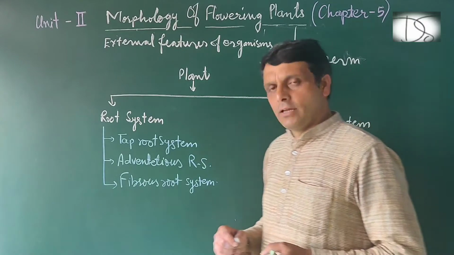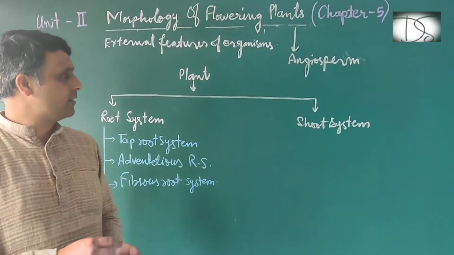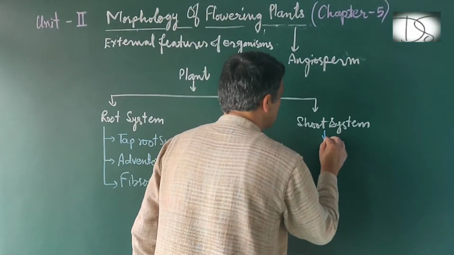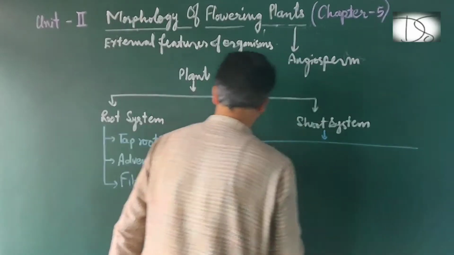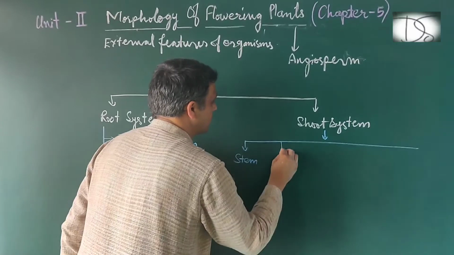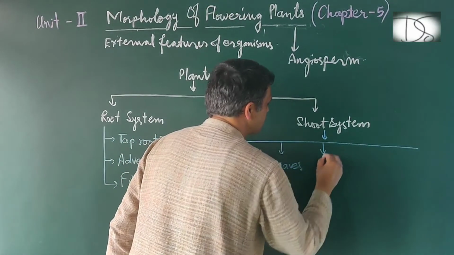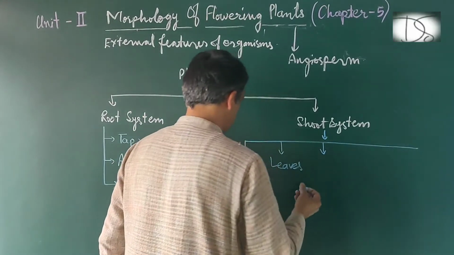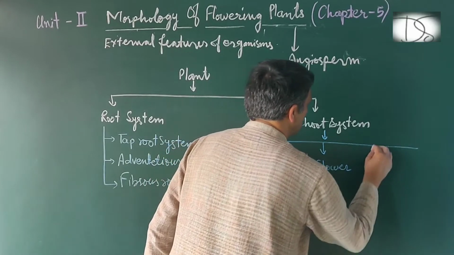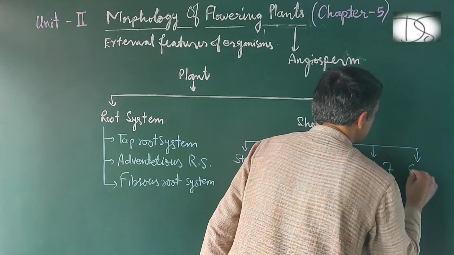Right, students? Now we talk about the shoot system, and in our lower classes, we have studied that the shoot system includes, obviously, the stem, leaves, flowers, fruit, and seed.